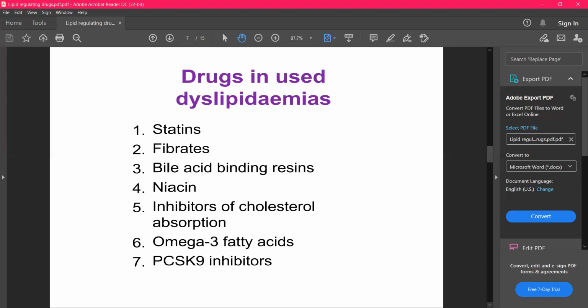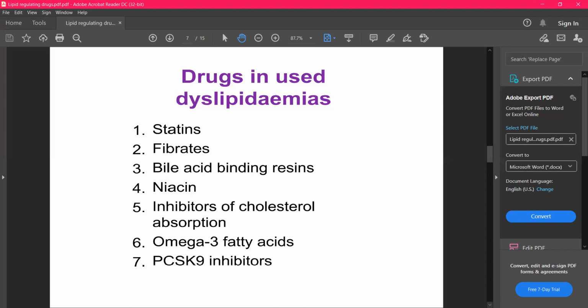Before starting drug therapy, you have to assess whether drug therapy would be useful for this patient. For example, in type 1 hyperlipidemia, that is, if the patient has a high chylomicron level, there is no use of drug therapy. So they stick to diet control, and that is the main management there for these patients.